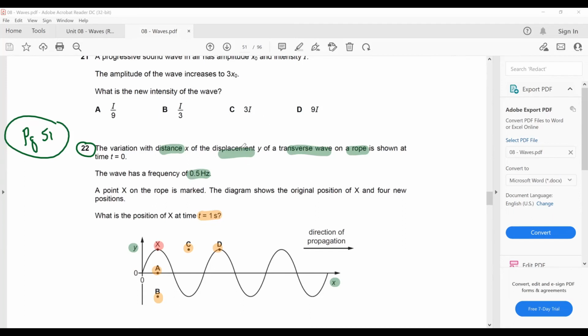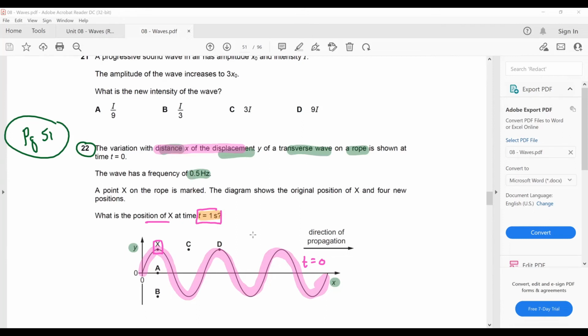Okay. So this is a displacement distance graph. What you see here is the displacement of all the particles at t equals to 0. Right now, they want you to look at particle x. What is the position of the particle x when t is equals to 1 second instead?